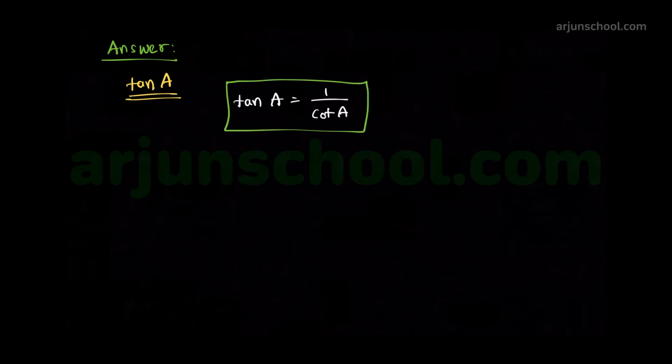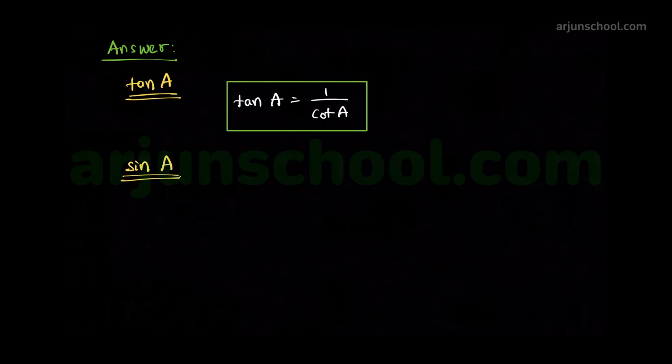We know the reciprocal formula. Tan A is equal to 1 by cot A. And this is the answer. We have written tan A in terms of cot A. Therefore, tan A is equal to 1 by cot A.